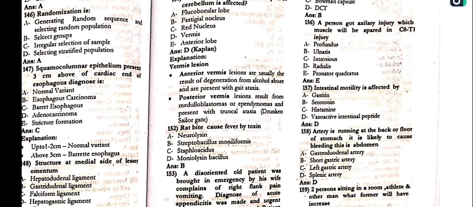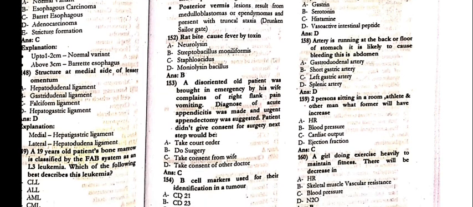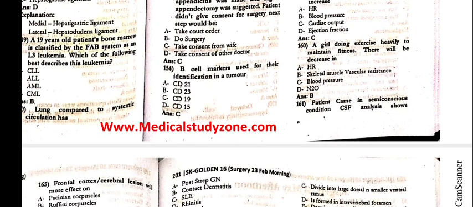156, person got axillary injury. Which muscle will be spared in C8 to T1 injury? That is pronator quadratus. 157, intestinal motility is affected by VIP, vasoactive intestinal peptide. 158, artery running at the back or the floor of stomach is likely to cause bleeding in abdomen, that is the splenic artery. 159, the person sitting in a room, athlete and other man, which will have increase in the cardiac output? 160, the girl doing exercise heavily to maintain fitness, there will be decrease in the skeletal muscle vascular resistance.